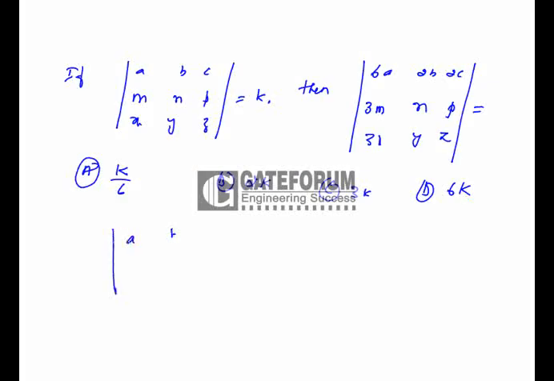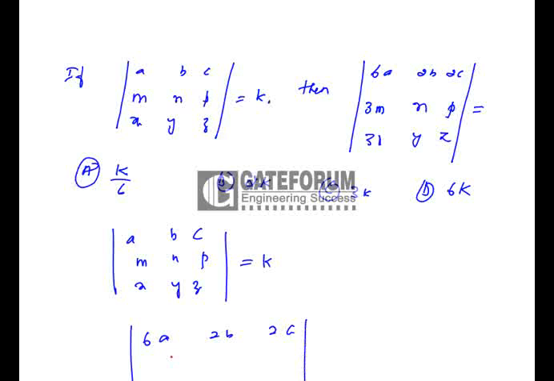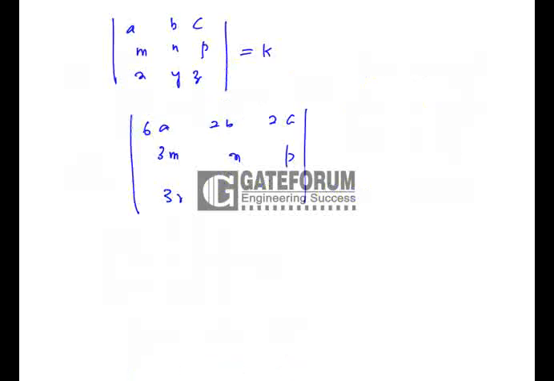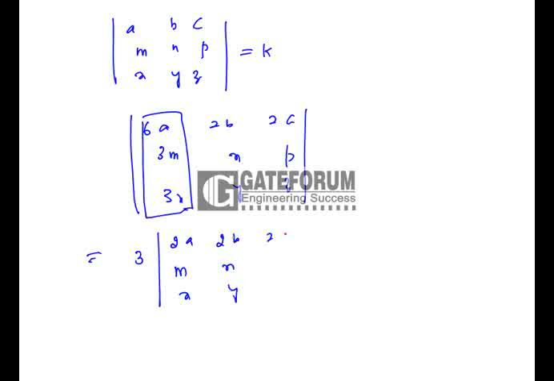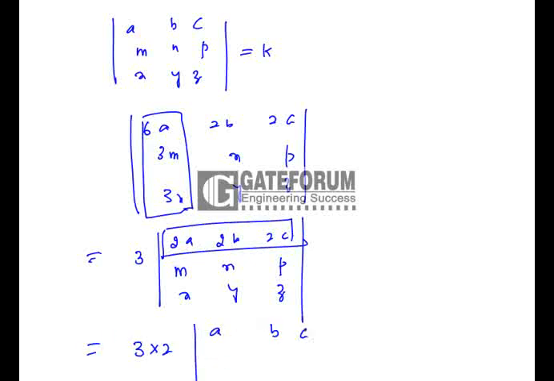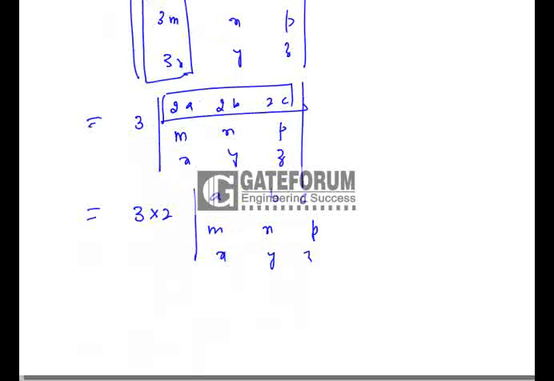The value of the determinant ABC, M N P and XYZ is given as K, and we have to find the value of the determinant 6A, 2B, 2C, 3M, N, P, 3X, Y, Z. Let us use properties of determinant. I'll take 3 common from the first row, so it can be written as 3 times the determinant 2A, M, X, 2B, N, Y, 2C, P, Z. Similarly, we can take 2 out of the first row, so 3 into 2, then it will be A, B, C, M, N, P, X, Y, Z, which is nothing but 6 times K.